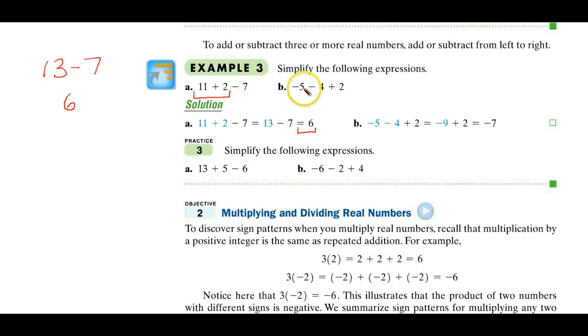Again, group your like signed items. This gives you a -9 plus 2. So subtract the smaller from the larger, get a 7. Use the sign of the larger absolute value.